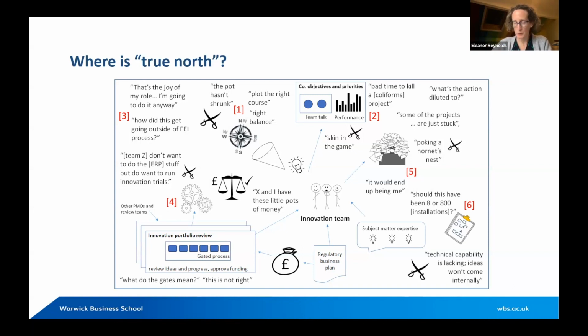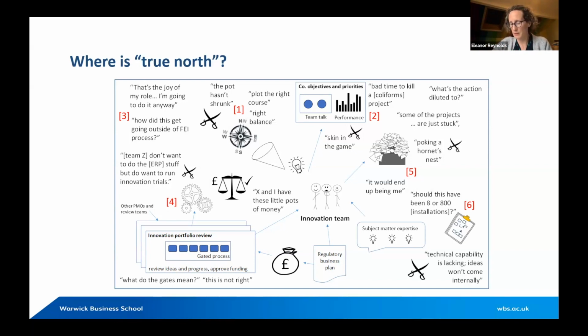There were also issues around the number 4 there, around agreeing the scope, the remit, the process, the resource allocation, how things were going to be measured. And was everybody willing to undertake these projects in the way that was desired? So I've got Team Z don't want to do the enterprise resource planning stuff. They just want to run the trial. They were so caught up with the technology that they were not perhaps gathering the data that the innovation team needed in order to build a business case to roll out at other sites.